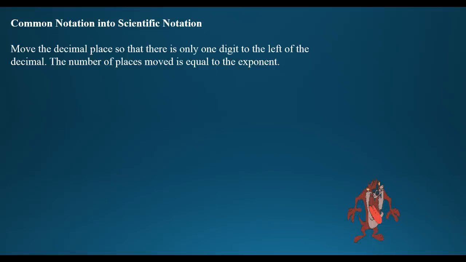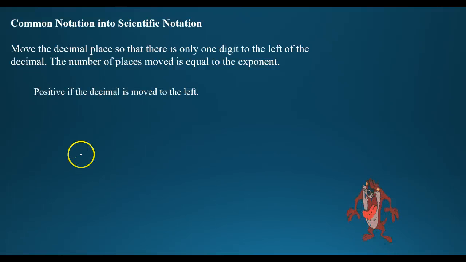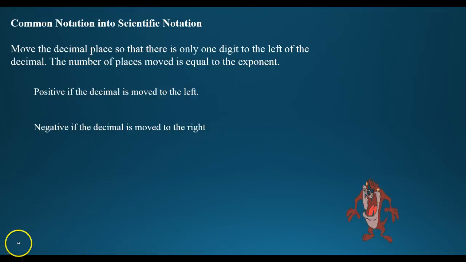Now, let's do just the opposite. Common notation into scientific notation. We're going to move the decimal place so that there is only one digit to the left of the decimal. The number of places moved is equal to the exponent. Okay, so let's take a look at this. If the decimal is moved to the left, the exponent is positive. The exponent will be negative if the decimal is moved to the right.